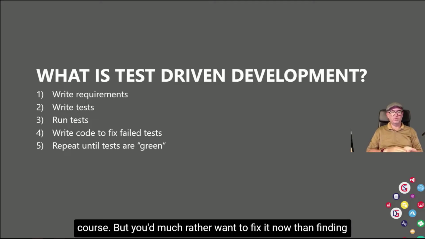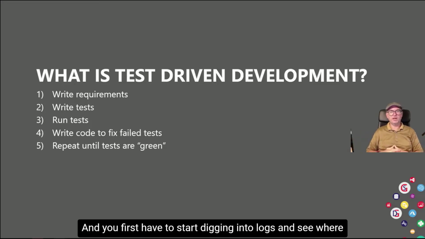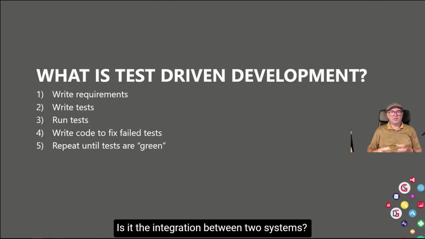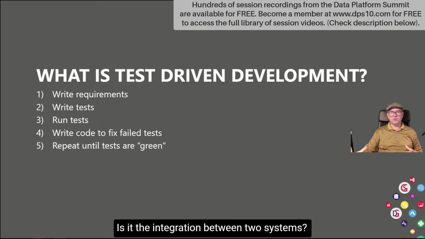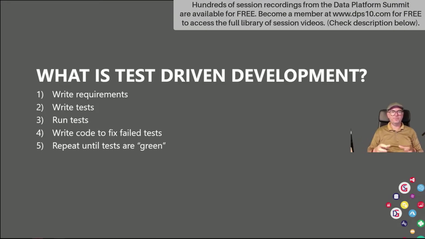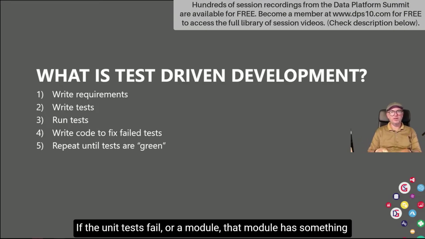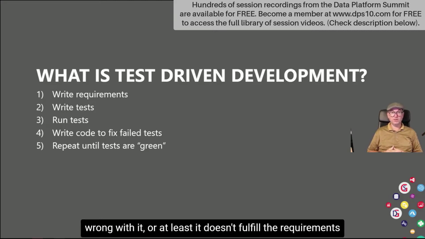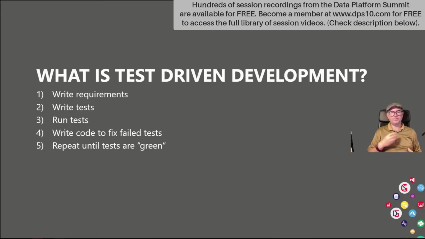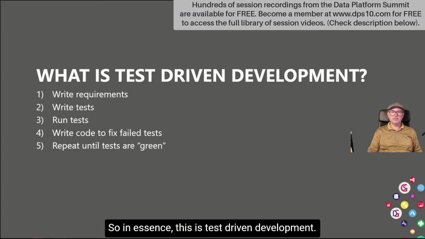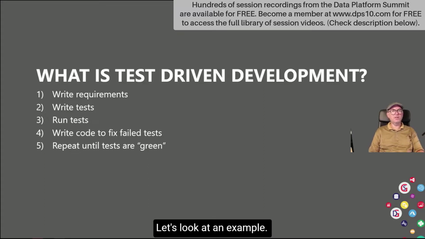But you'd much rather fix it now than find this out in an integration test. And you first have to start digging into logs and see, where is it? Is it my module? Is it the integration between two systems? Is it the presentation layer? If the unit tests fail for a module, that module has something wrong with it. Or at least it doesn't fulfill the requirements as described by the tests. So in essence, this is test-driven development. Let's look at an example.